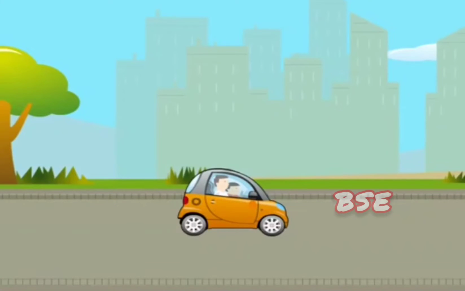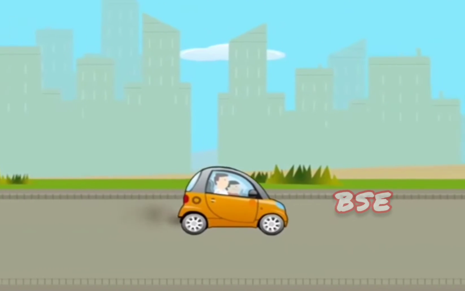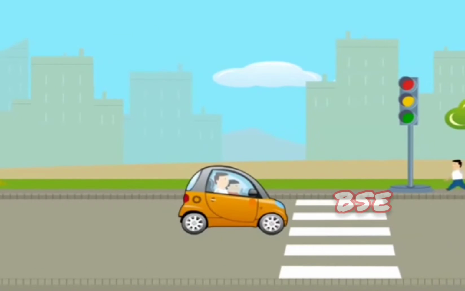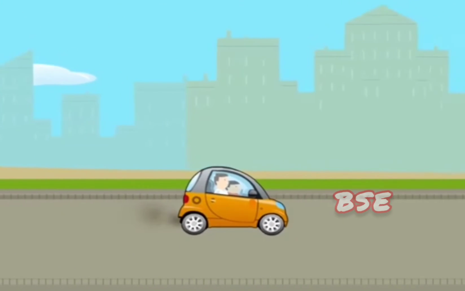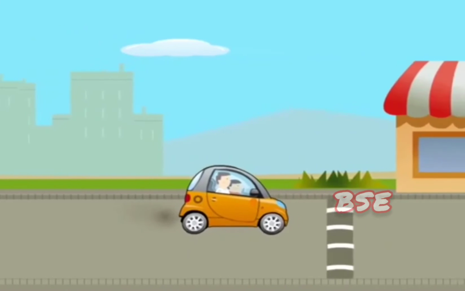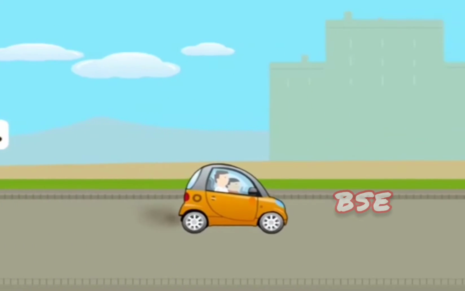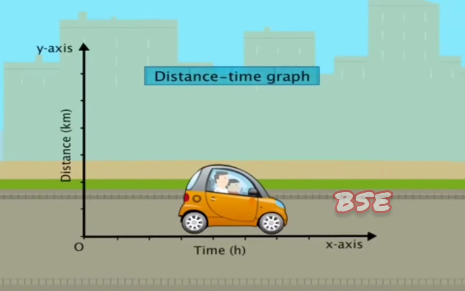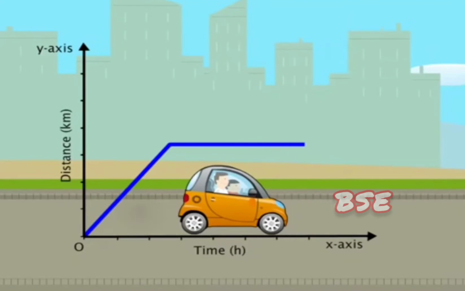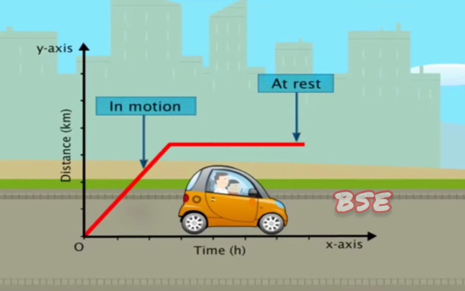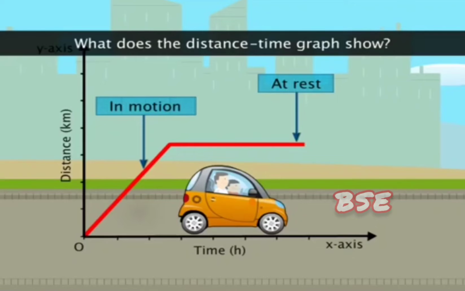Look at how this car travels. Can you guess what the distance time graph for this car will look like? Let us find out. This graph depicts when the car was moving and when it was at rest. So, what does the distance time graph show?